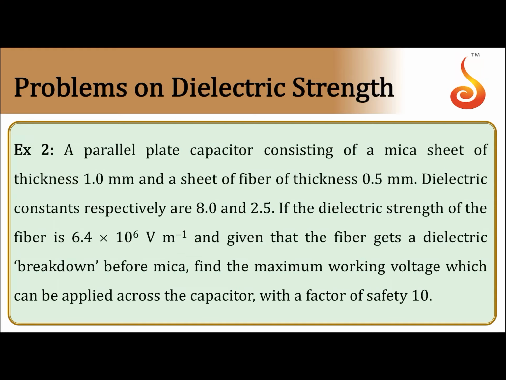So, the parallel plate capacitor has a mica sheet of thickness 1 millimeter and a fiber sheet of thickness 0.5 millimeter. The dielectric constants are given, and the dielectric strength of fiber is given. So what is the maximum working voltage that can be applied? The factor of safety is given as 10. So now we need to find the maximum field. From there we can find the maximum potential.